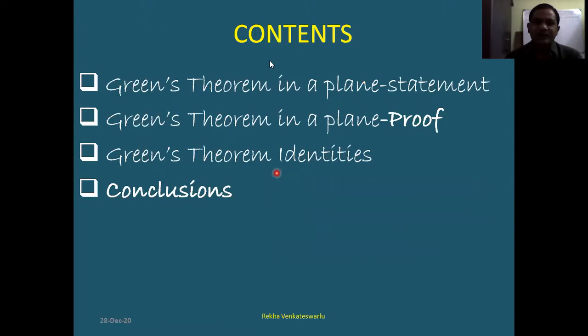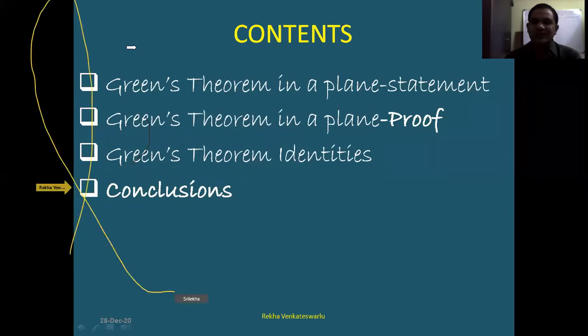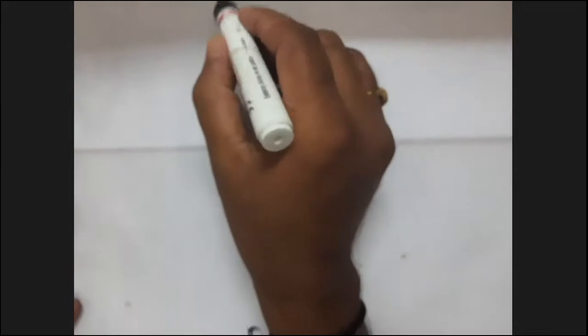In this, the contents we are going to discuss are Green's Theorem in a plane and its statement. After that, we will discuss Green's Theorem in a plane and its proof, and we will solve the problems based on Green's theorem. Lastly, we will see the conclusions, and also we will cover the discussion of Green's theorem identities. First, let us see the statement of Green's theorem.